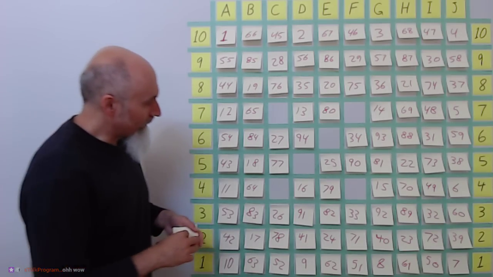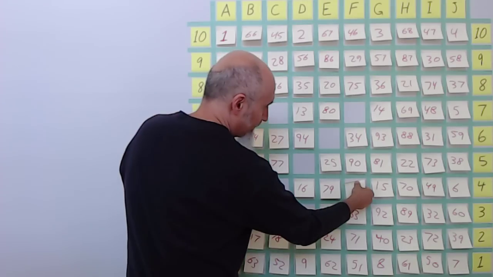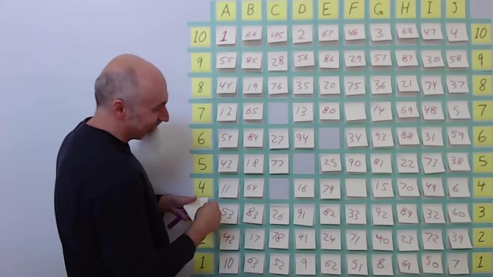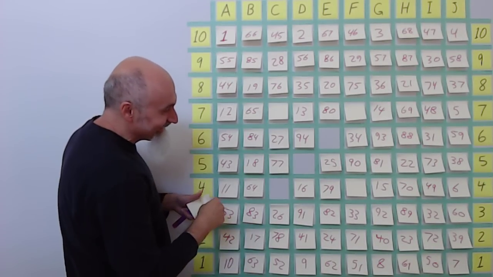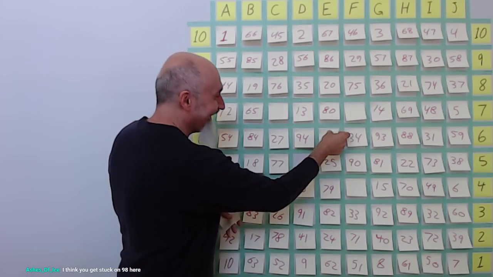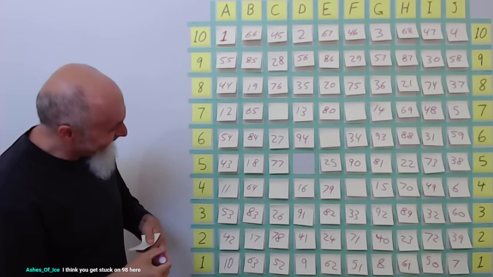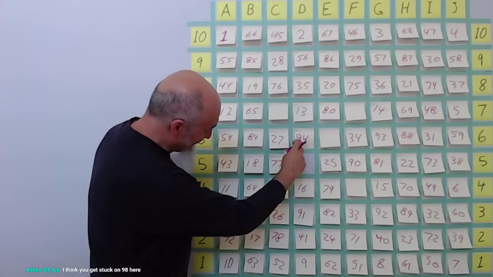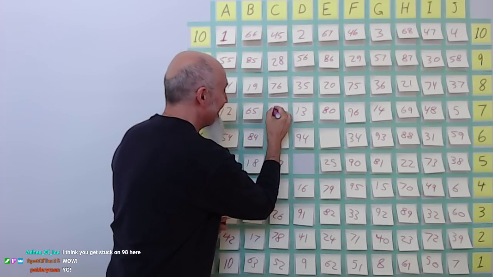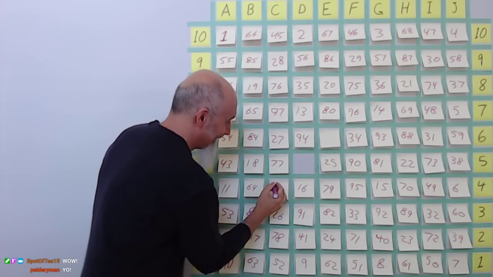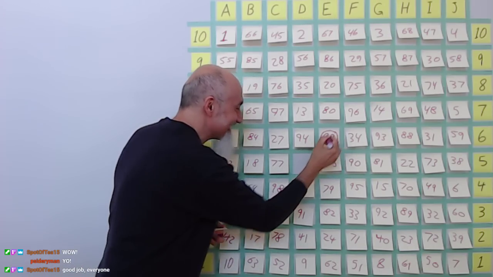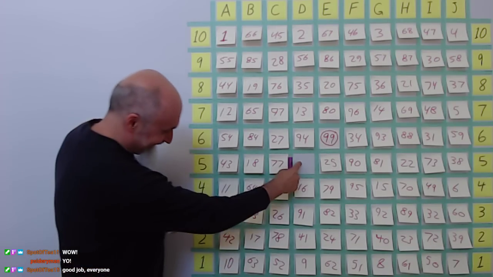Oh wow. So 94, 95, 96, 97, 98, look at this, 99. Awesome. 94, where are we at? 95, 96, 97, 98, 99. Oh snap, look at the one.